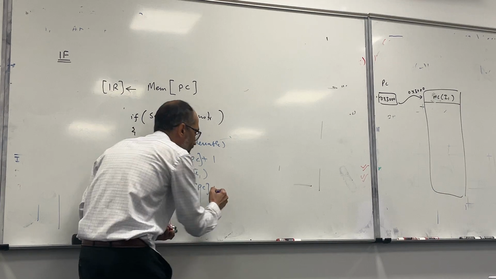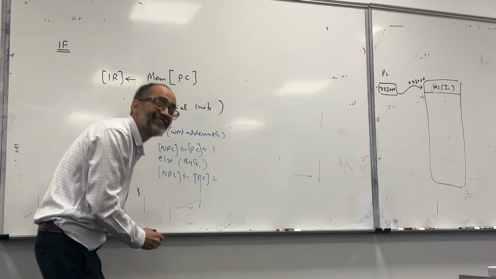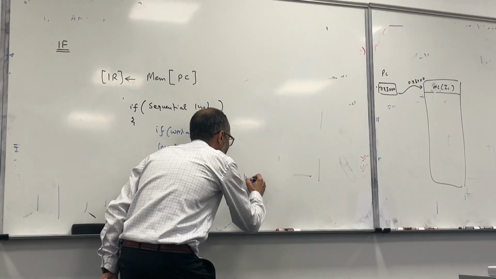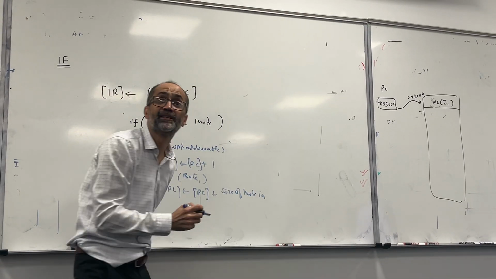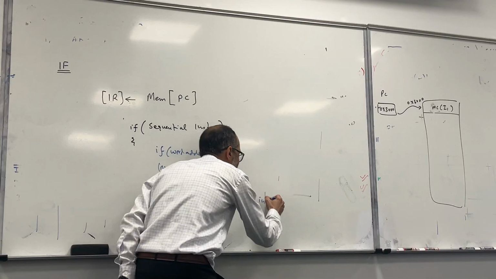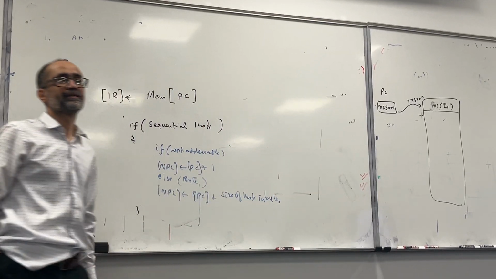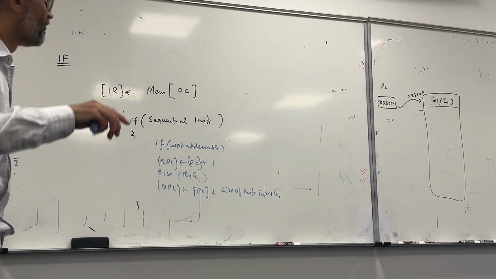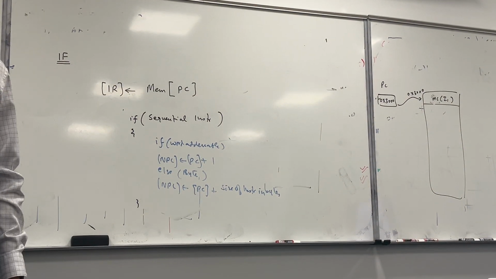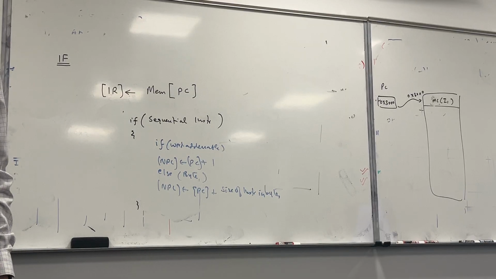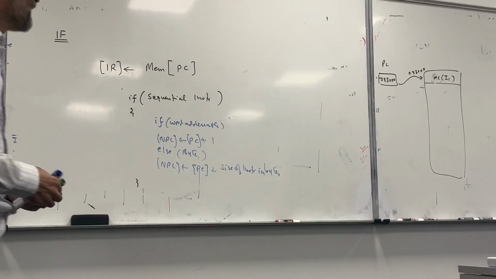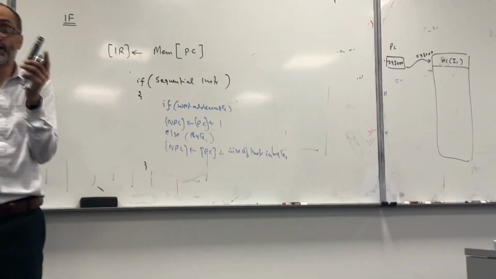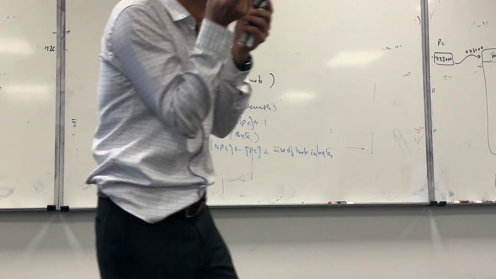PC plus what? The size of the instruction. In LC3 there are 2 bytes. The size of the instruction, in bits or bytes? Bytes. Any question? Now, if it's a sequential instruction, but what if it's a branch instruction? You didn't get my point. Please remember, if it's a sequential instruction, that is add, the PC should point to the next instruction.